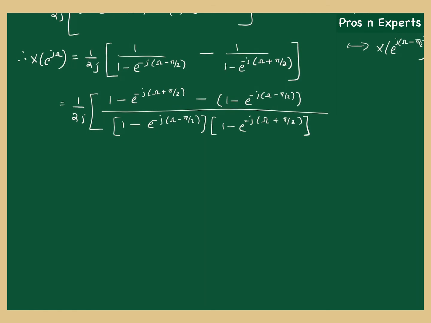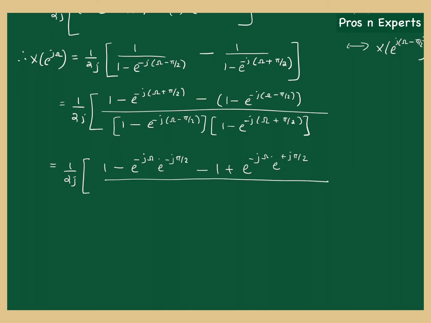So this happens to be 1 by 2j into, I can write this as 1 minus e raised to minus j omega into e raised to minus j pi by 2, minus 1 plus e raised to minus j omega into e raised to plus j pi by 2. I have just split this exponent into e raised to minus j omega into e raised to minus j pi by 2. Here also split this into e raised to minus j omega into e raised to minus pi by 2, that is e raised to plus j pi by 2. I hope that is clear.